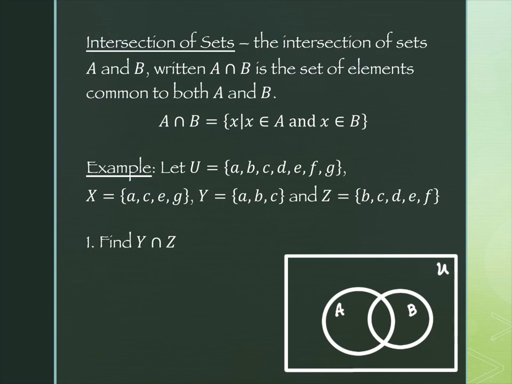So from a Venn diagram perspective, the intersection of these sets is the overlapping piece that kind of looks like a football in the middle. That yellow part is the piece of the graph that's both in A and in B.